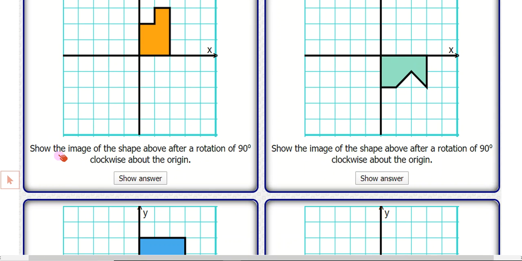So it says here, show the image of the shape after A. So we say rotation, then we say the angle that we rotate about, then we say the direction, and then we say a point about which it rotates about.